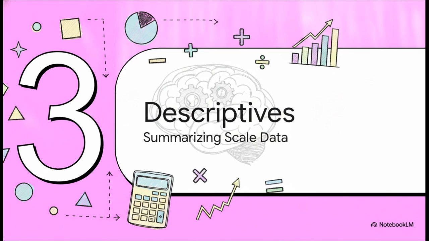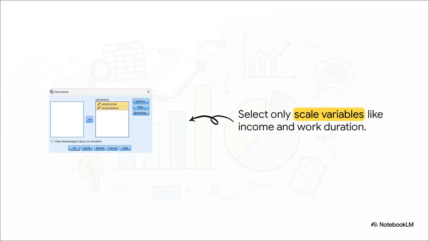Let's see how this builds our understanding of those numerical values, because this is where we start doing the heavy math. The process here is super similar to frequencies, but notice we leave job type behind. Since job type is a category, it stays out. Instead, we only select our scale variables, income and work duration. We're asking the software to calculate averages and ranges, and well, you obviously can't do that with text.